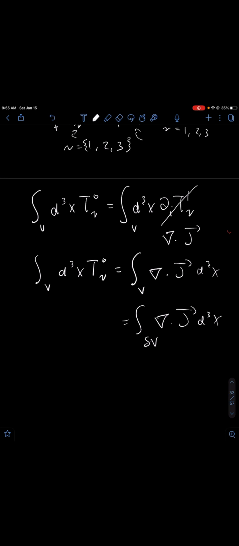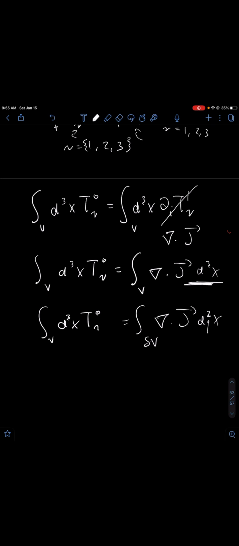Oh, by the way, technically speaking, this shouldn't be 3. This should be 2. By the divergence theorem, this should be a 2 when we apply the divergence theorem, not 3. My bad. Well, here it should be a 3, but when we use the theorem, it reduces down to a 2.